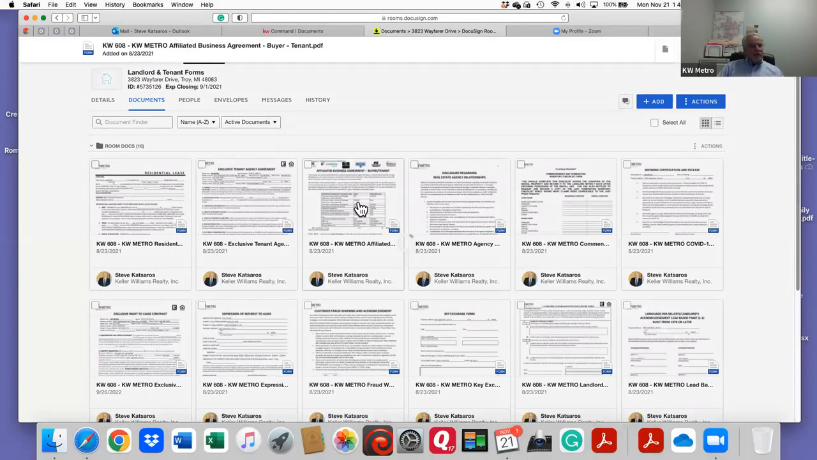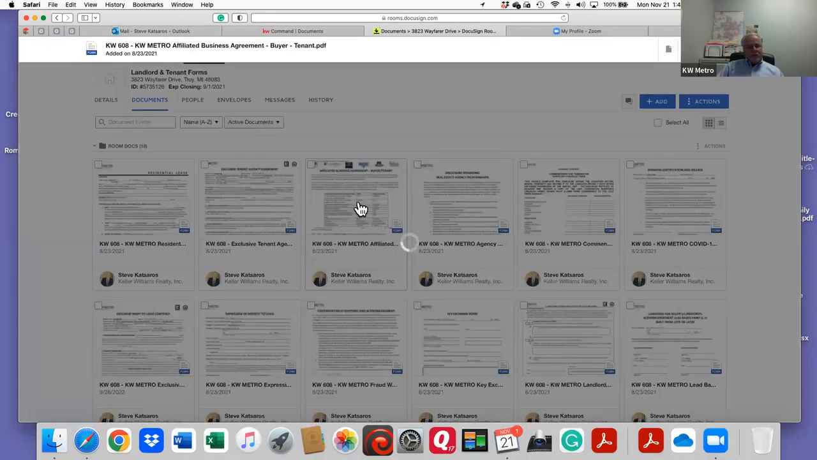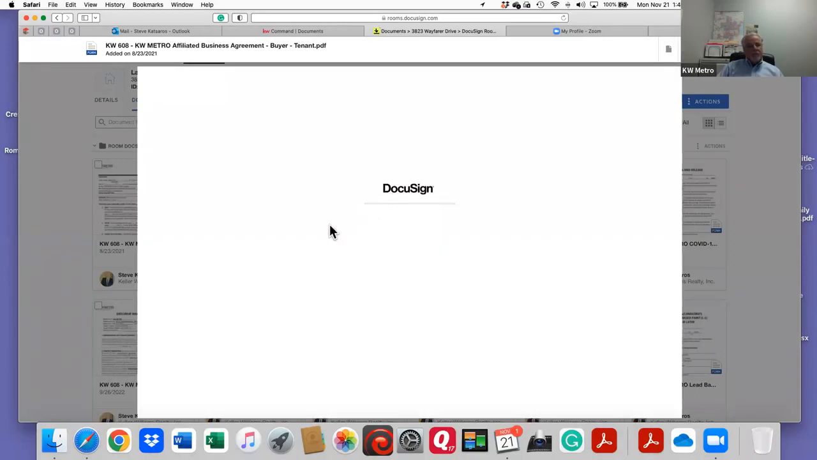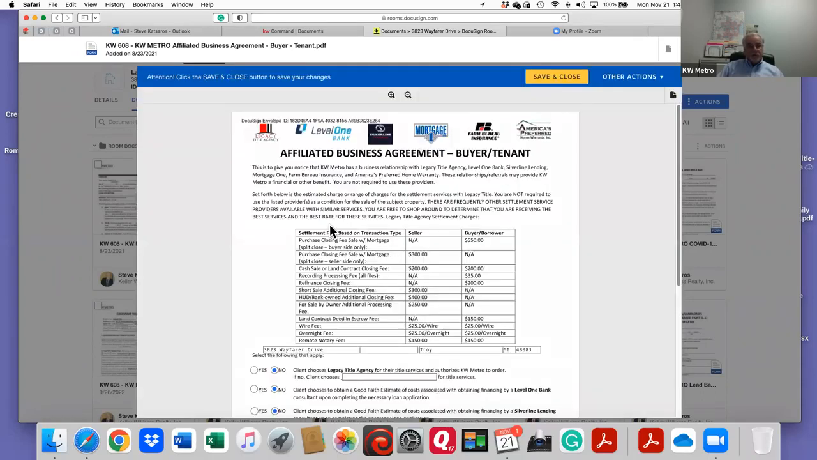So same thing here. Even in the lease portion, we're going to have an affiliated business agreement because now we're going to see, sometimes there's title companies involved in these. Sometimes we're going to ask the title company to do a search and make sure that that landlord is the landlord, the actual owner of the property.